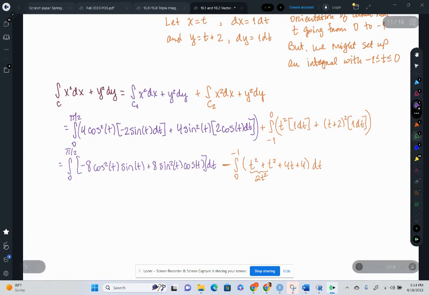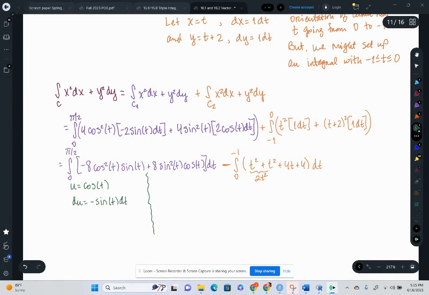Okay, now the purple one, 0 to pi halves, I have this -8 cosine squared times sine. I need a u sub. And the other one I also need a u sub, so I'm going to do 2 u subs. One will be u, one will be w, okay? The first one, u is going to be the thing getting squared, so the cosine of t. du is going to be minus sine of t dt.